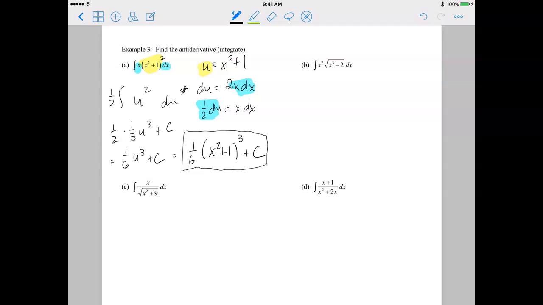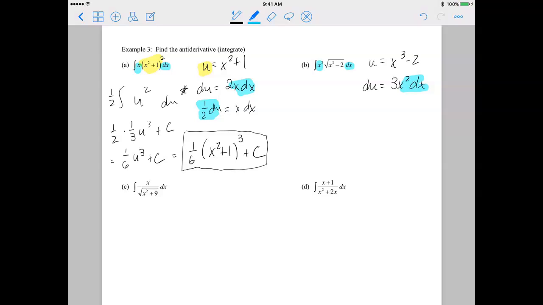Okay, example B, I'm looking for a function inside of another function, and I'm hoping that the function that I choose has its derivative somewhere in the problem up to a constant. Okay, well, hopefully if you look at this, you're able to recognize that our u is going to be x cubed minus 2, since that's the function that is inside of a square root. That means that du is going to be 3x squared dx, but I don't have 3x squared dx in the problem. All I have in the problem is the x squared dx. I have it here and there.